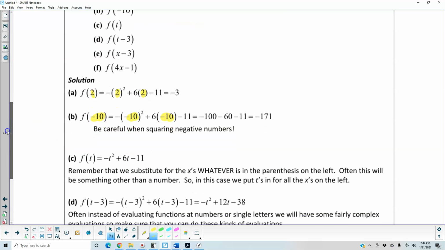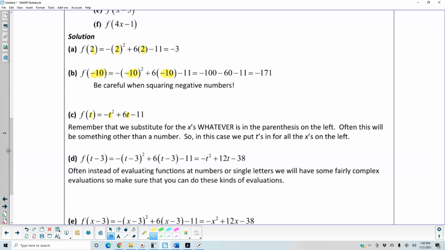In part C, t becomes the input, so we're going to replace all the x's with t. So this is negative t squared plus 6t minus 11. Remember that we substitute for the x's whatever is in the parentheses on the left. Often this will be something other than a number. So in this case, we put t's in for all the x's on the left.